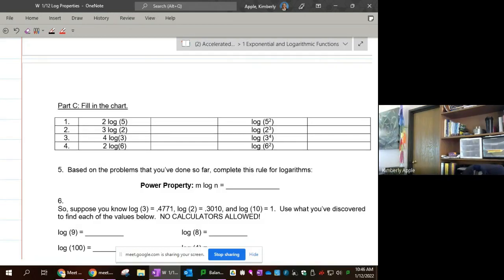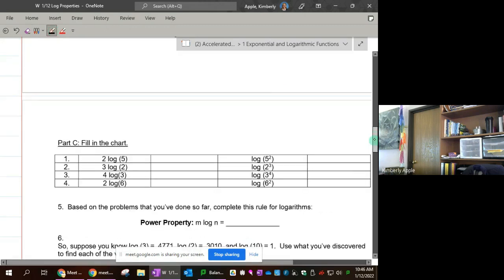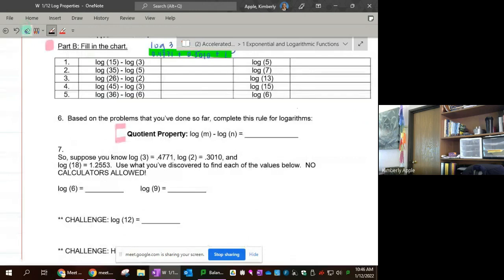I'm not going to go through the whole exploration of the parts that I want you to do and get some practice with, and we'll finish going over that tomorrow. But I do want to make sure that you know the properties before we move on, okay? All right, so let's talk about the quotient property.